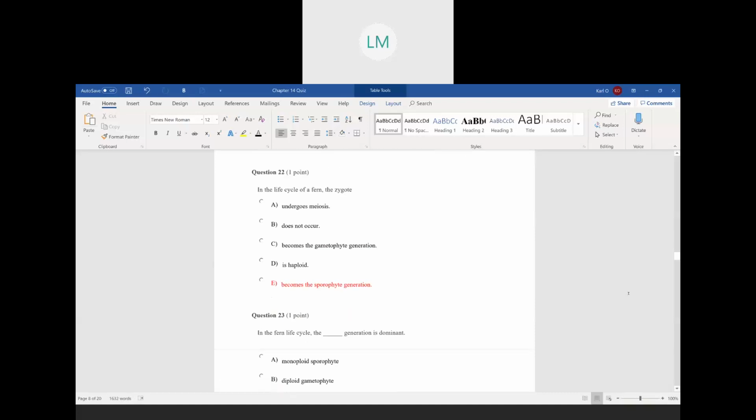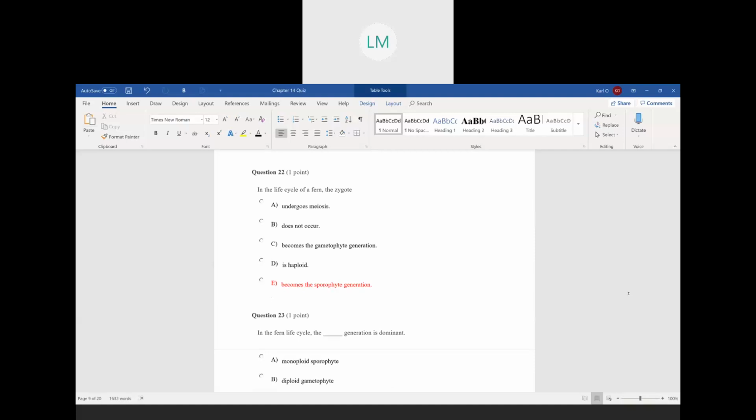Question 22. In the life cycle of a fern, the zygote undergoes meiosis. That is not true. Zygote undergoes mitosis to produce the sporophyte. B does not occur. No, there definitely is a zygote in the life cycle of a fern. C becomes the gametophyte generation. The spore is what develops into the gametophyte.